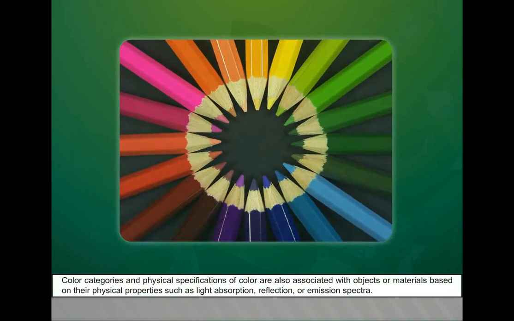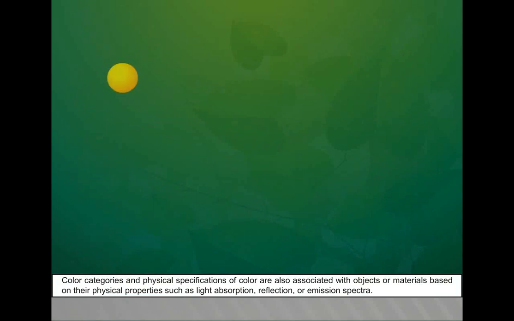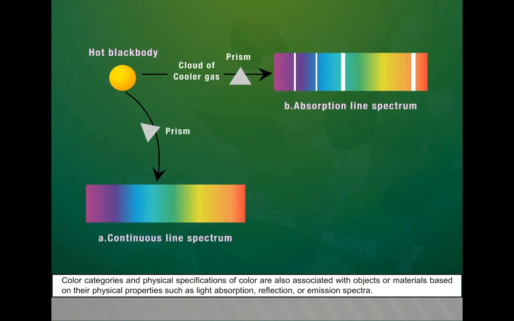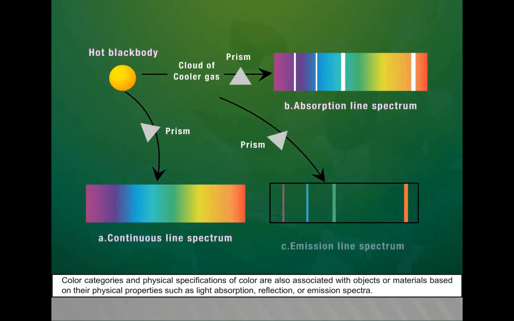Color categories and physical specifications of color are also associated with objects or materials based on their physical properties such as light absorption, reflection, or emission spectra.